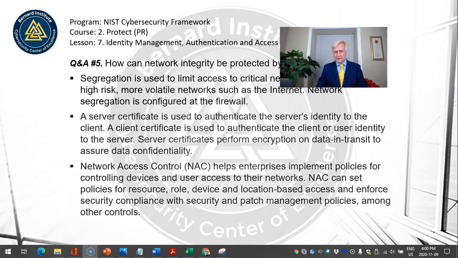So at some point, if somebody wants access really bad, and it's beyond the scope of the policy and the procedures, then we need to write an exception maybe and have it signed off by a senior manager. So NACs are very useful. They implement policies across the controlling devices that attach, the authorized devices that attach to the network. A NAC can set policies, resources, role, device, location-based, and enforce security compliance with security and patch management policies, among other controls. So it becomes a really integrated program this way.